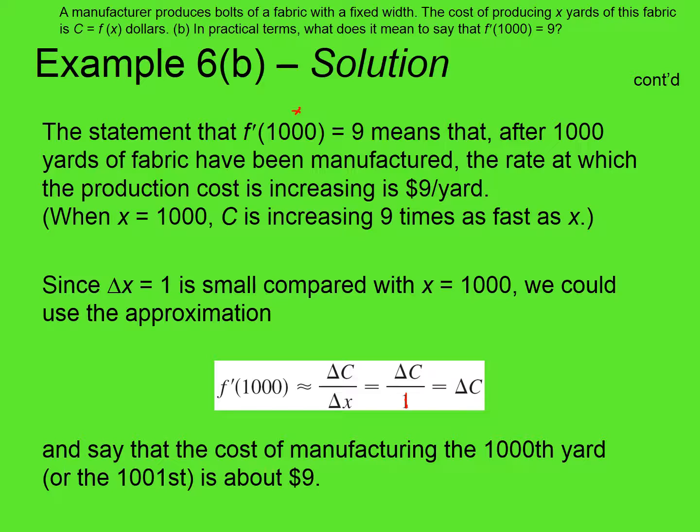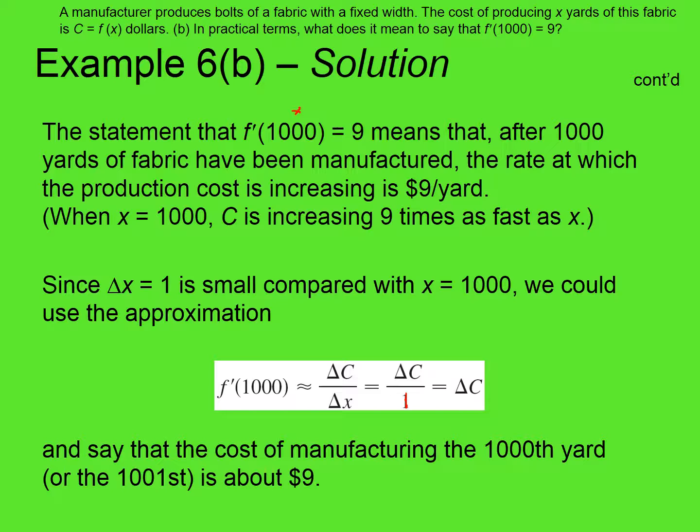Since delta x equals 1 is small compared with x equals 1,000, we could use the approximation f prime of 1,000 is approximately equal to delta c over delta x. That's small. It's kind of like taking the limit. Delta c over 1, or delta c, and say that the cost of manufacturing the 1,000th yard or the 1,001st is about $9. Why do they say that? The 1,000th yard or the 1,001st?